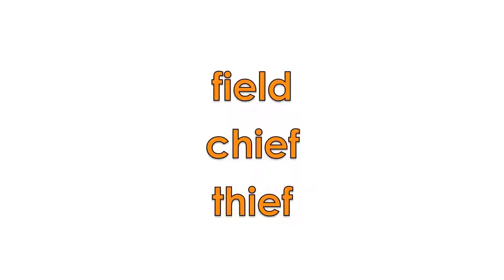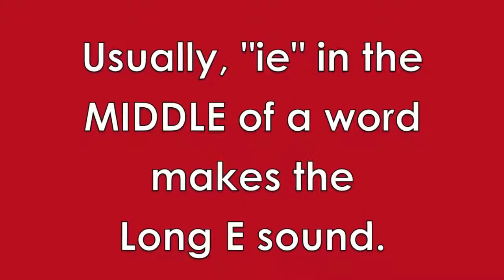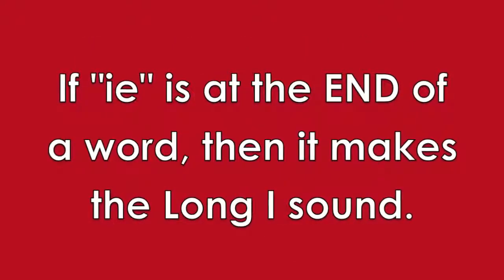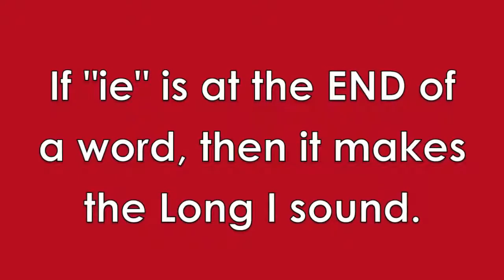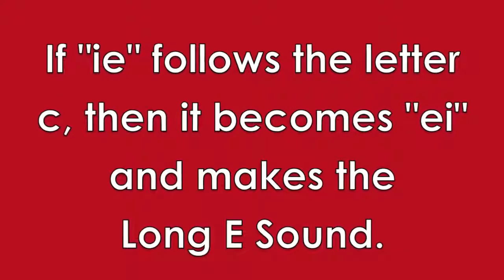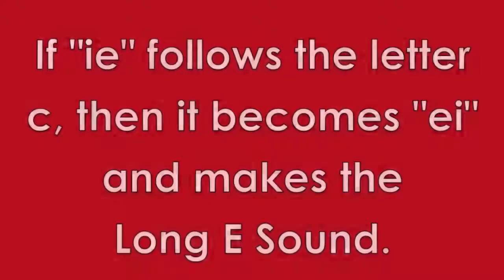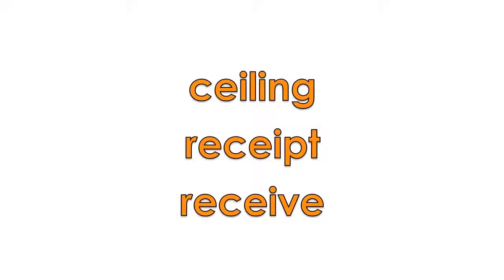Field, chief, and thief are other examples. Usually, if the IE combination is in the middle of a word, it makes the long E sound. If it is at the end of the word, then it makes the long I sound. And if the IE comes after the letter C, then it becomes EI and makes the long E sound. Ceiling, receipt, and receive are three examples.